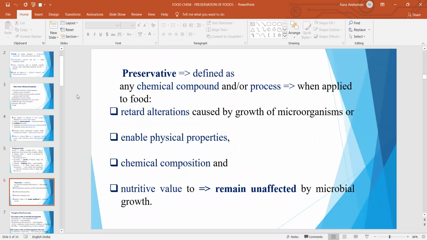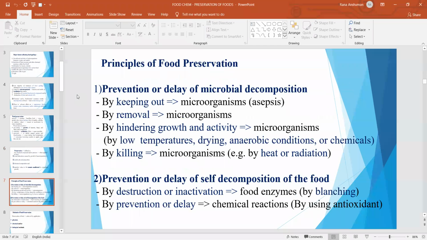Preservatives. They may be defined as any chemical compound or process when applied to food, either retard alterations caused by growth of microorganisms or enable physical properties, chemical composition, and nutritive value to remain unaffected by microbial growth in the foods. Now let us see principles of food preservation.